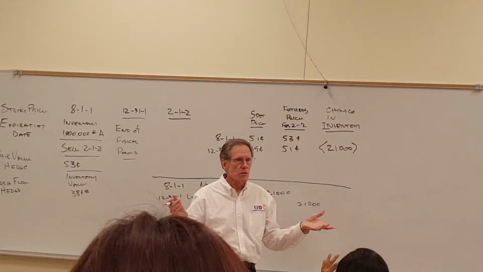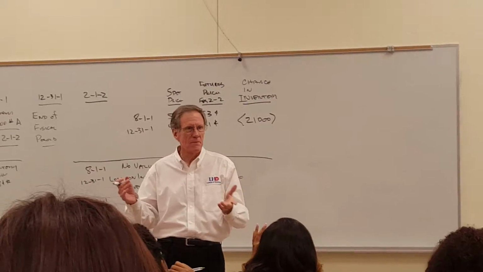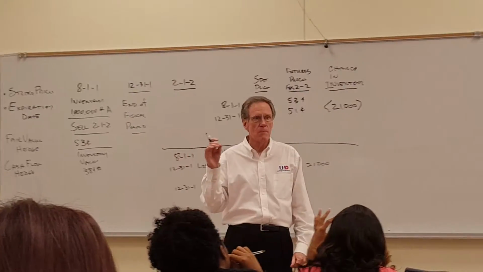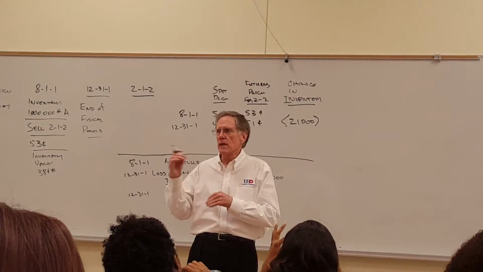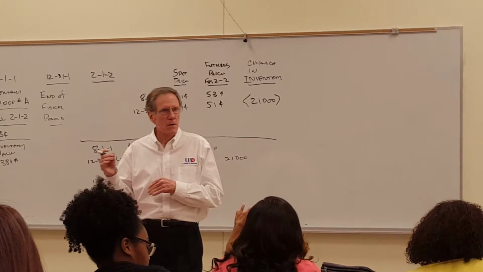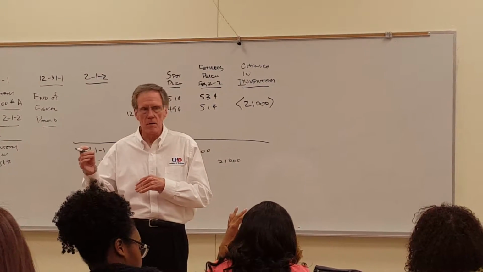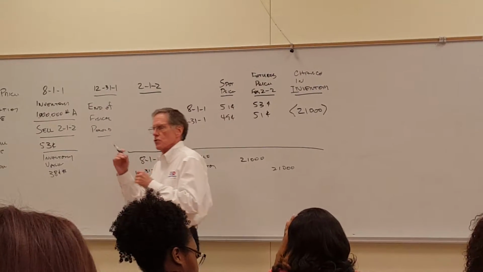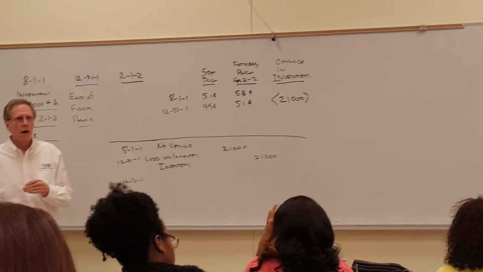And let me tell you why 21,000, not 20. Not all hedges work out perfectly. Most of them don't. Some of them you may come out a little bit ahead. Some of them you may come out a little behind. But the idea is to lose a little, not a lot.